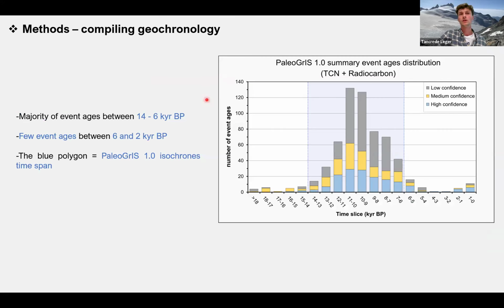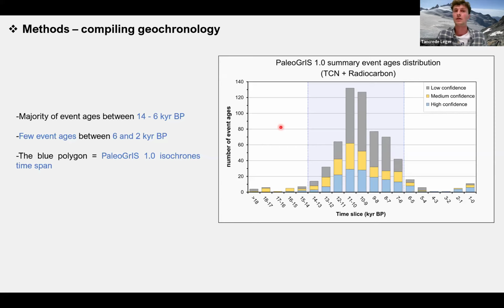So this is a summary of the temporal distribution of these summary event ages. You can see that most of the ages are between 14,000 and 6,000 years ago in Greenland. That is because before 14,000 years ago, the ice sheet was predominantly marine terminating, and it's much harder to get evidence and geochronological dates for the extent of the ice sheet when you have to go offshore and collect marine sediment cores. It's a lot more work, it's a lot harder.